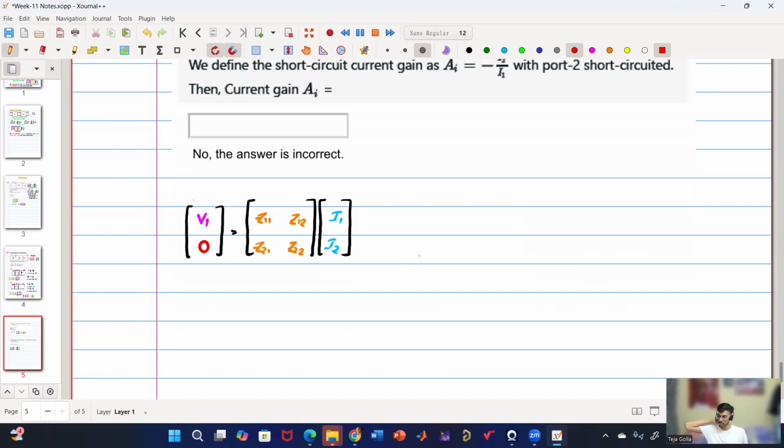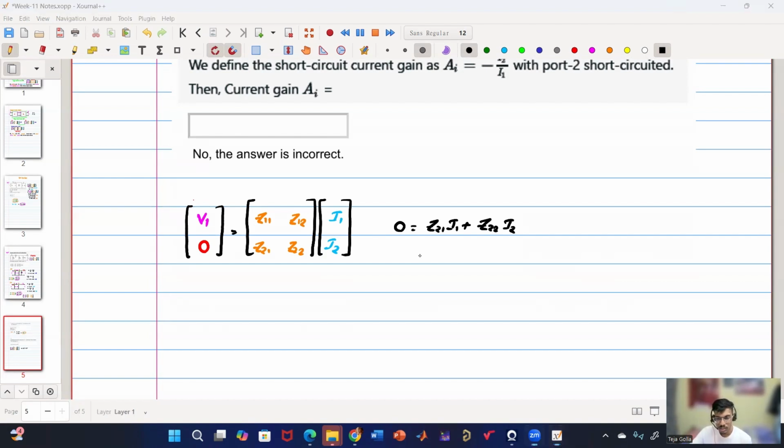Yes, sir, we can write I1 and I2 in terms of V1. So V1 is equal to Z11 I1 plus Z12 V2, and V2 is Z21 I1 plus Z22 I2, which is equal to 0. Yes, very good. So from that, 0 equals Z21 I1 plus Z22 into I2, right?